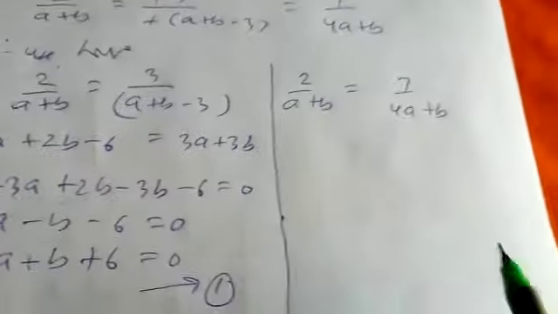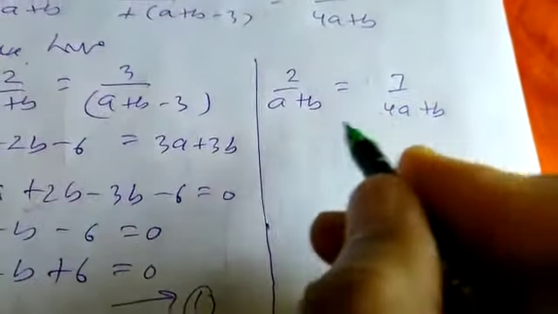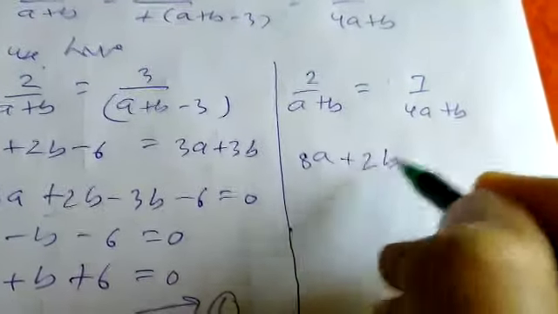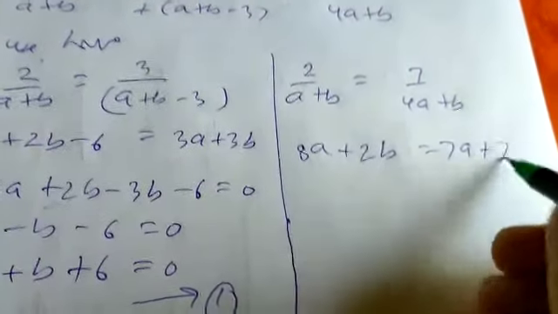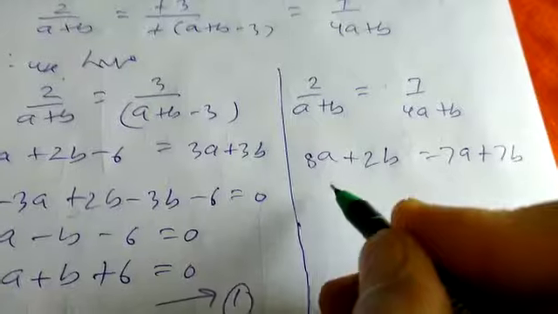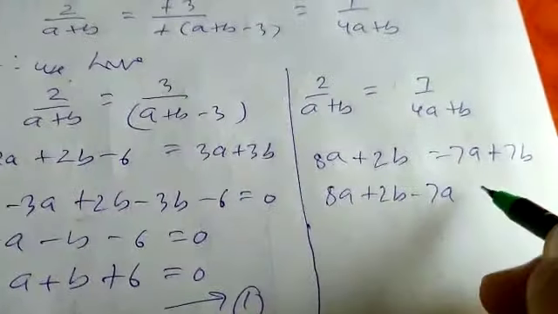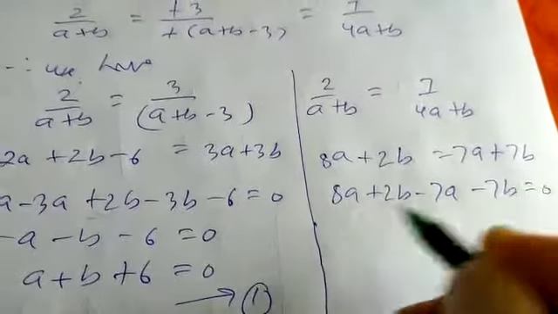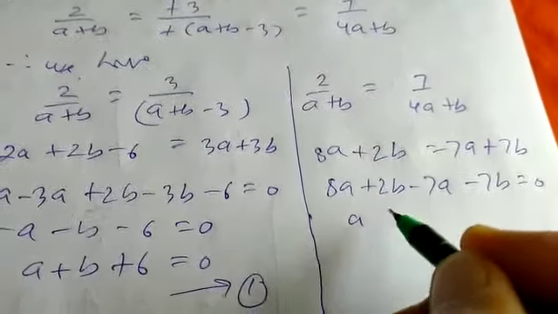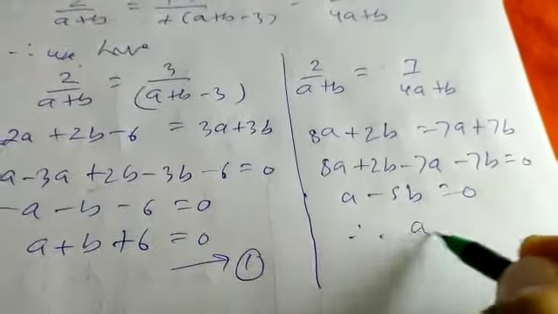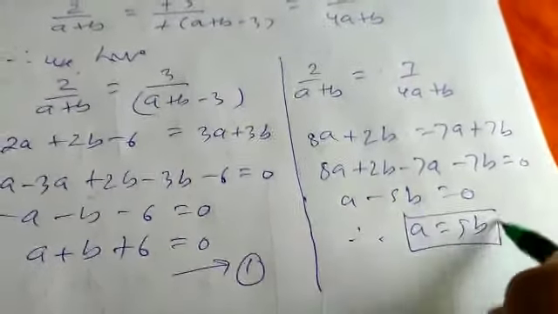Now let us do the second one. Cross multiplying, we'll get 2 into 4a, that is 8a plus 2b equal to 7a plus 7b. Bringing all terms to one side, we'll get 8a plus 2b minus 7a minus 7b equal to 0. This will give us a minus 5b equal to 0. Therefore a equal to 5b. This is our equation number 2.